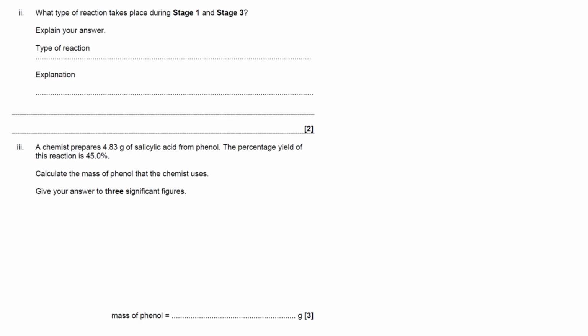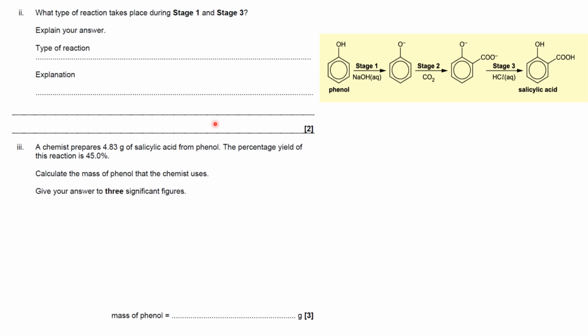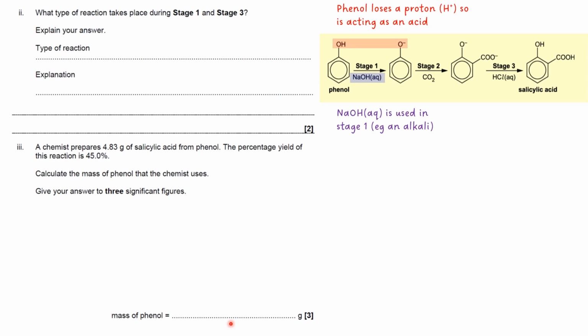Okay, so predicting the reaction type and the percentage yield calculation. So they want you to work out the type of reaction taking place during stage 1 and stage 3. So here's the reaction scheme again. So looking closely at it, you can see that you've got sodium hydroxide being used, and also the OH in phenol turns into O-. So therefore phenol is acting as an acid.